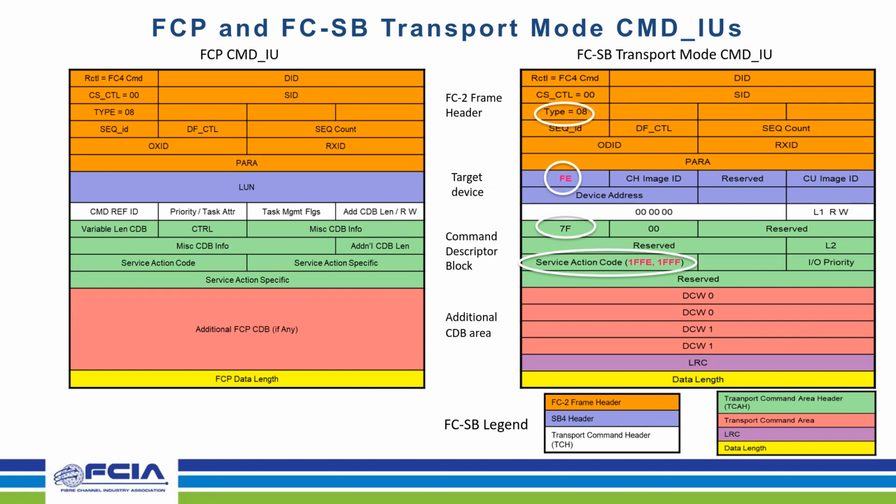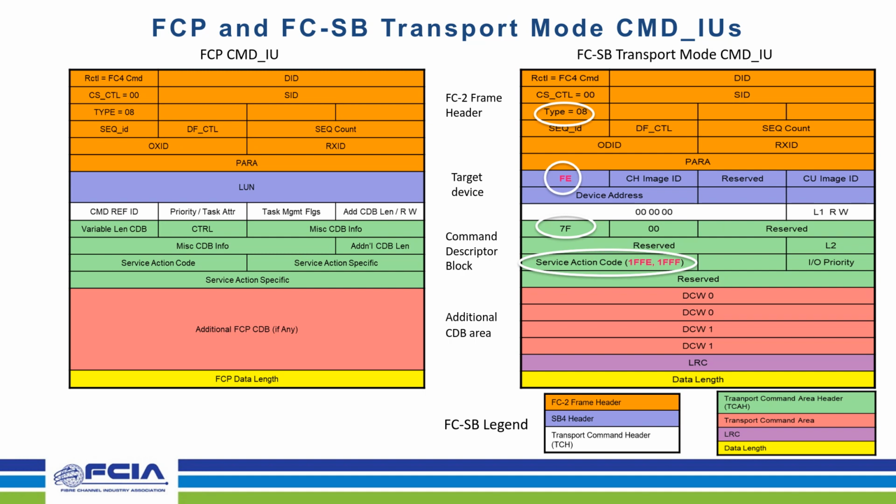So let's explore an example here using this chart. What I did here was depict side by side the command IUs for FCP and for SB transport mode. SB was the first protocol to do this type reuse, right? Taking the type 08 field. And since they were first, they felt the need to map as close as possible to that existing FCP structure. So when you look at the command IU for SB transport mode, it looks a lot like the command IU for FCP.